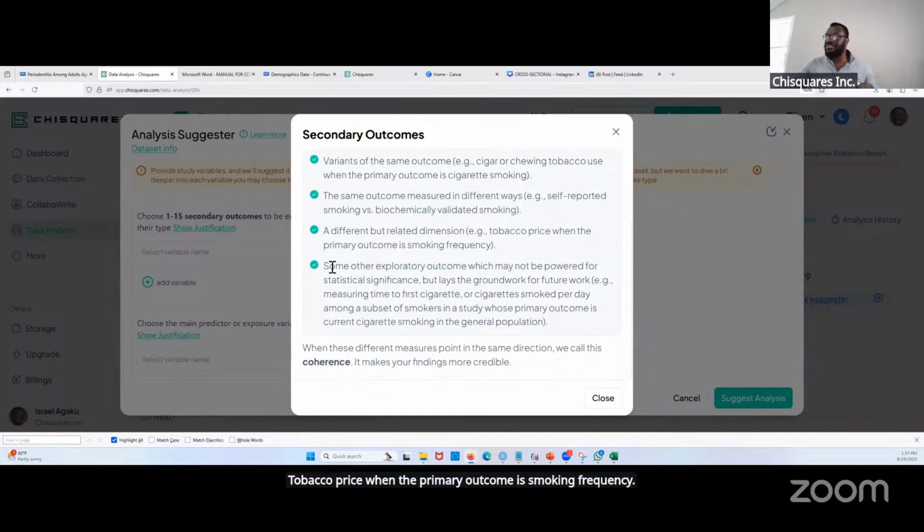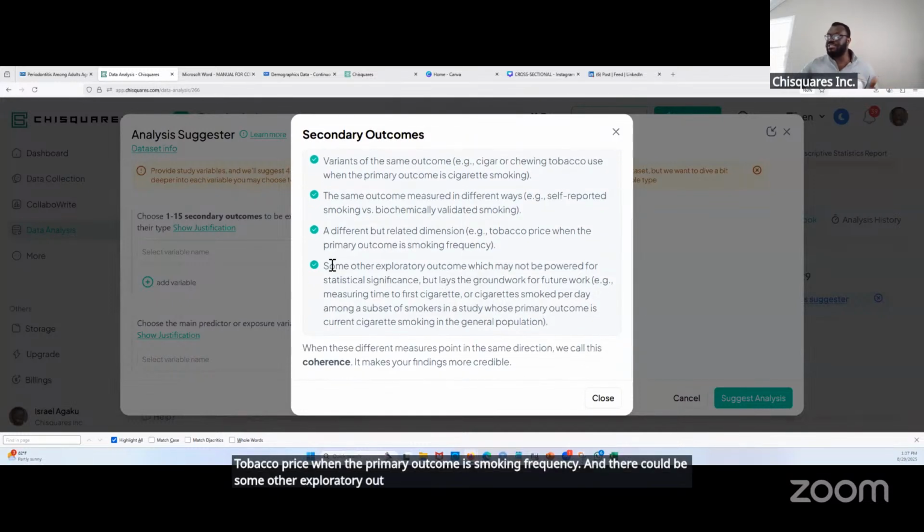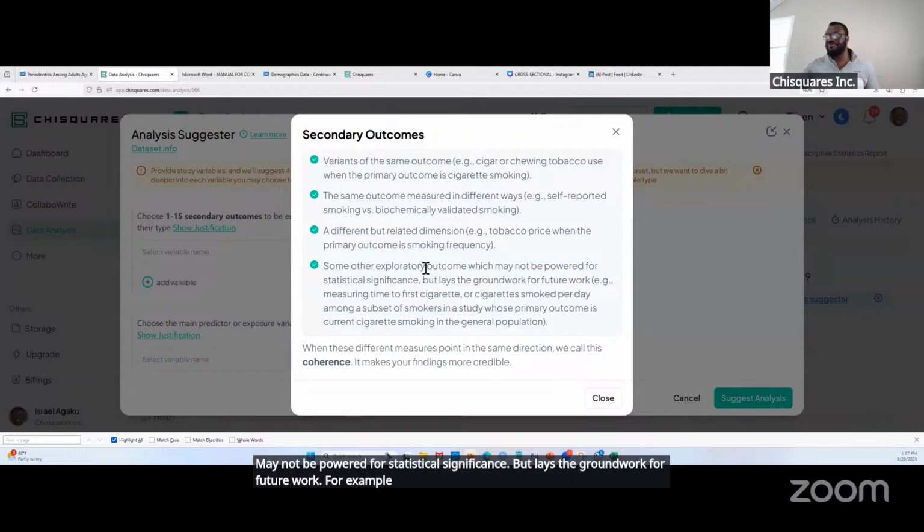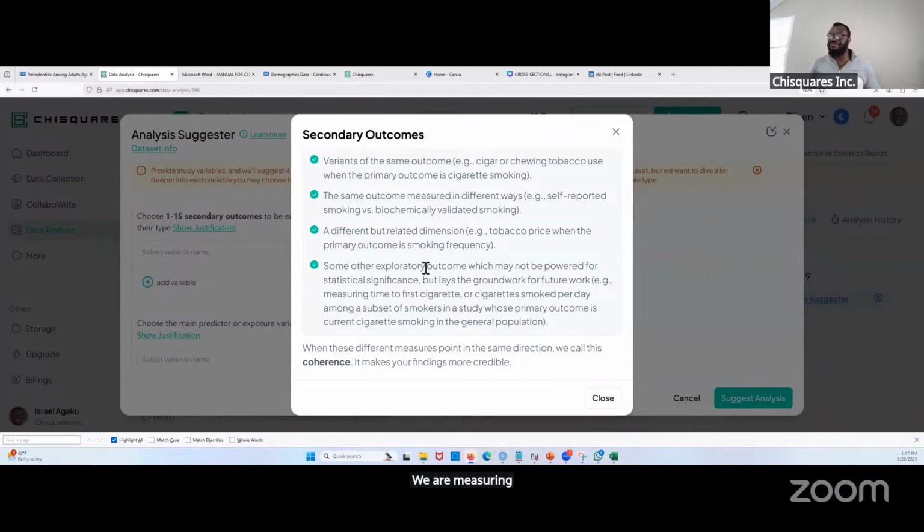And there could be some other exploratory outcome which may not be powered for statistical significance, but lays the groundwork for future work. For example, we are measuring time to first cigarette or cigarettes smoked per day among a subset of smokers when the primary outcome is cigarette smoking in the overall population. So in this case, the secondary outcome is among a subset.